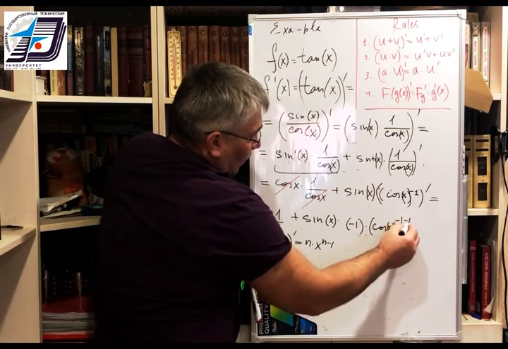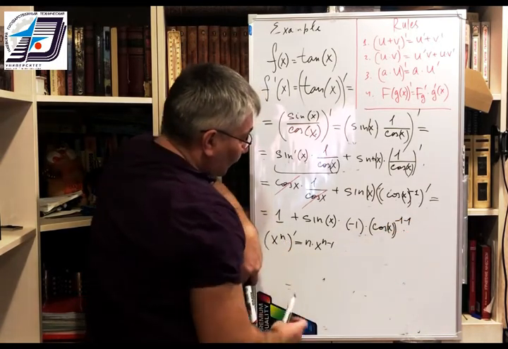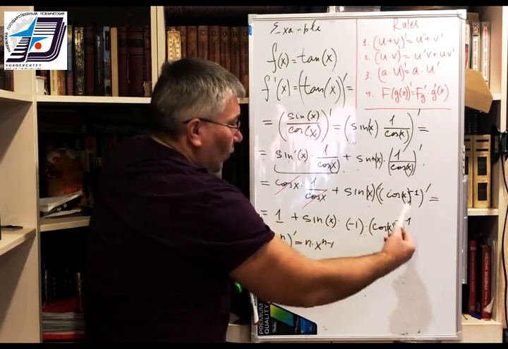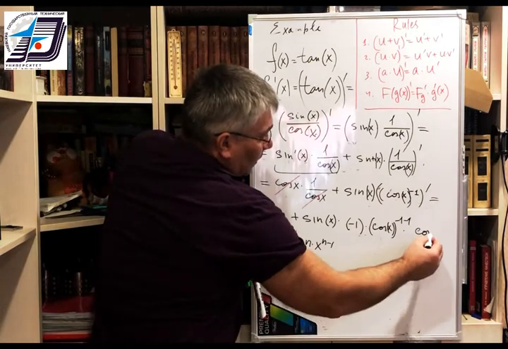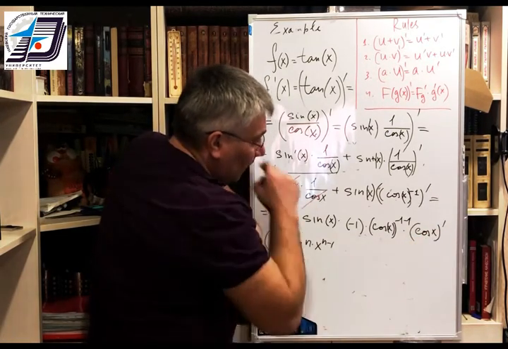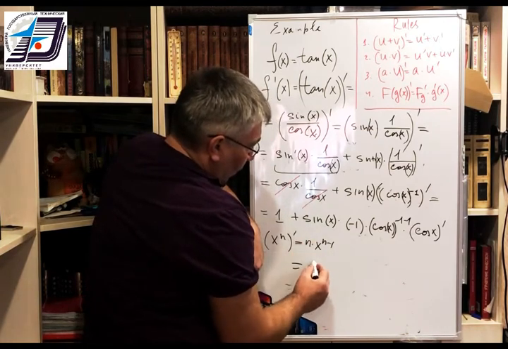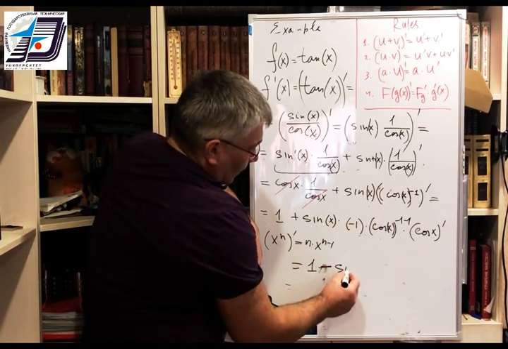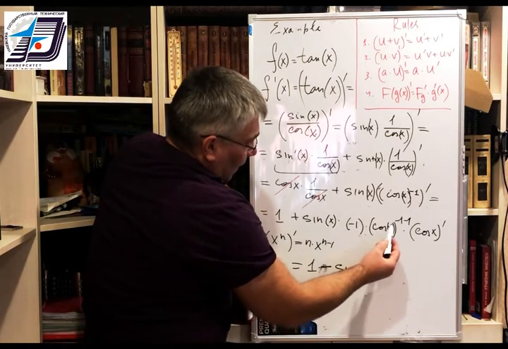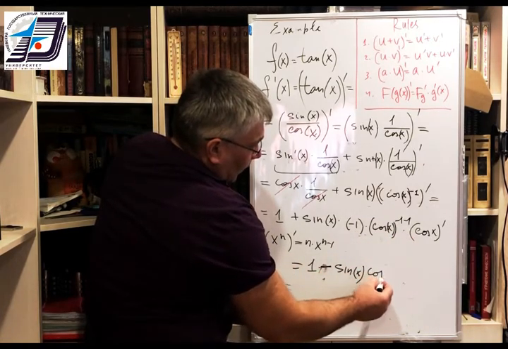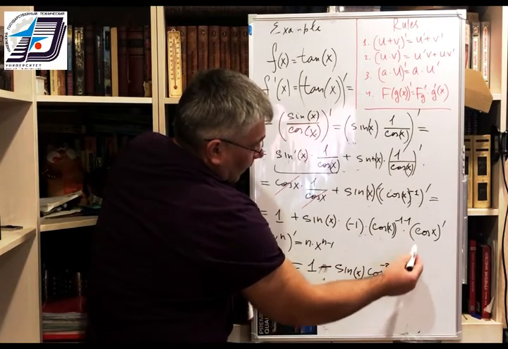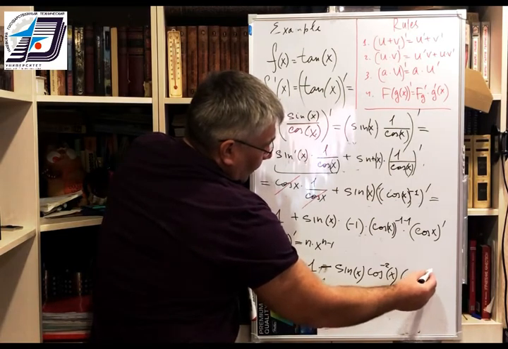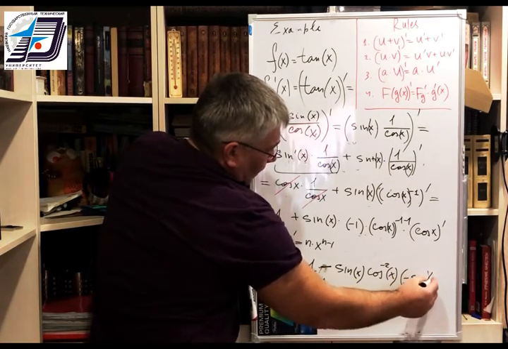minus 1 times the derivative of the first operation in the chain, the composite function, cosine x. And finally I have 1 plus, no, not plus, minus, I can put before sine x, cosine minus 2 of x, and the derivative of cosine gives you minus sine x.